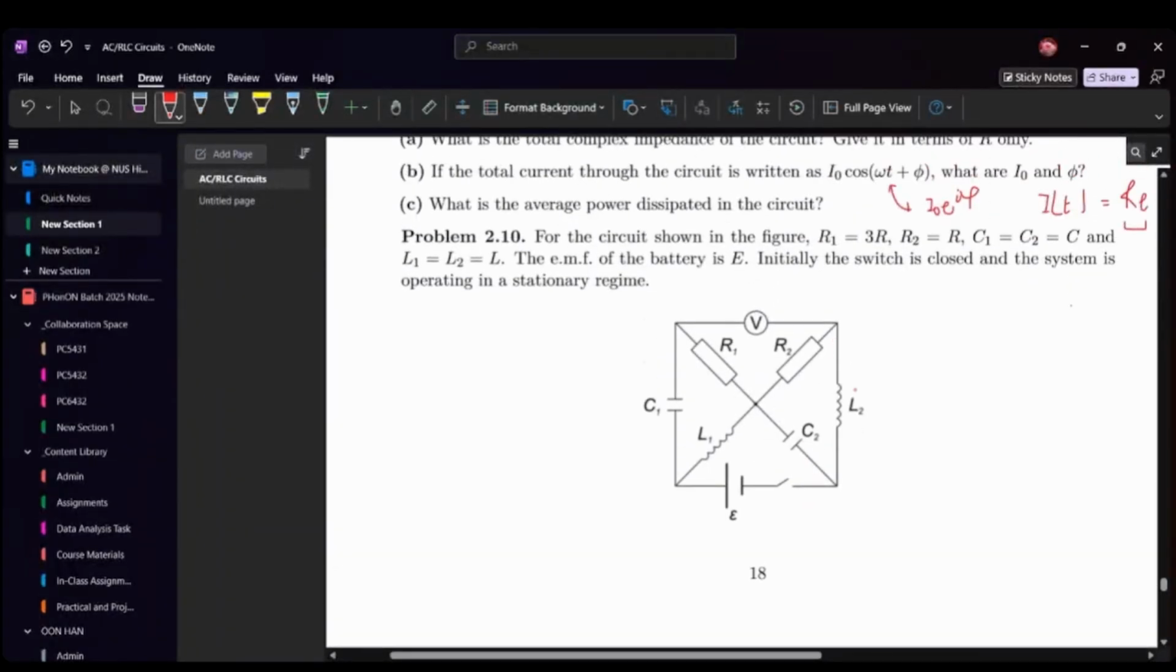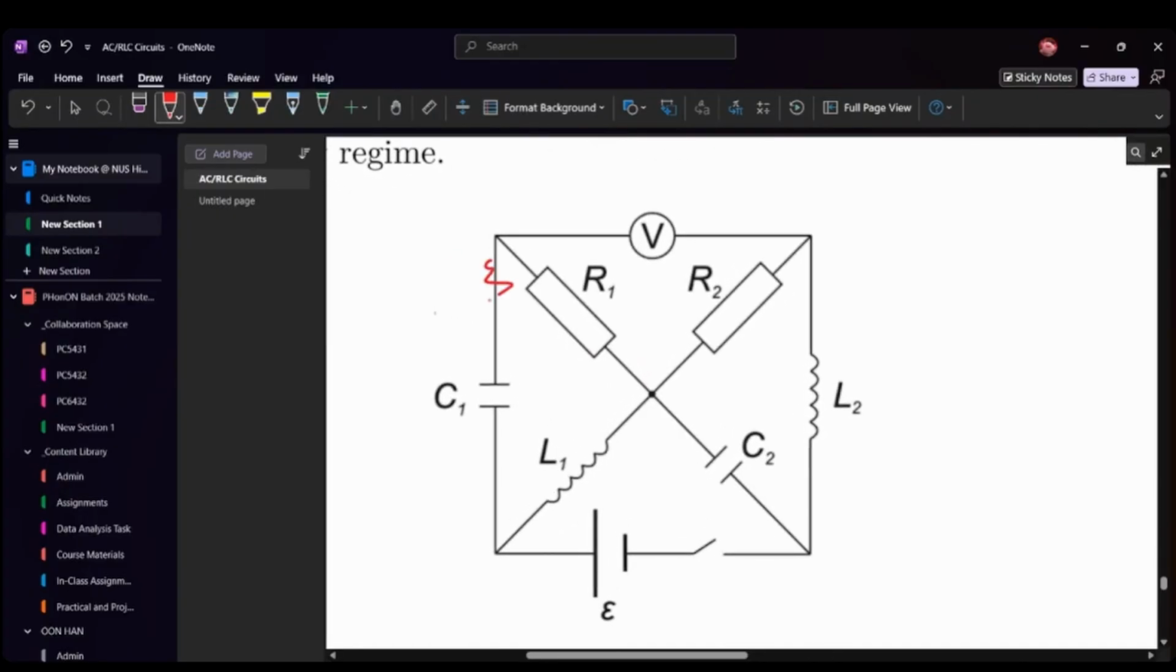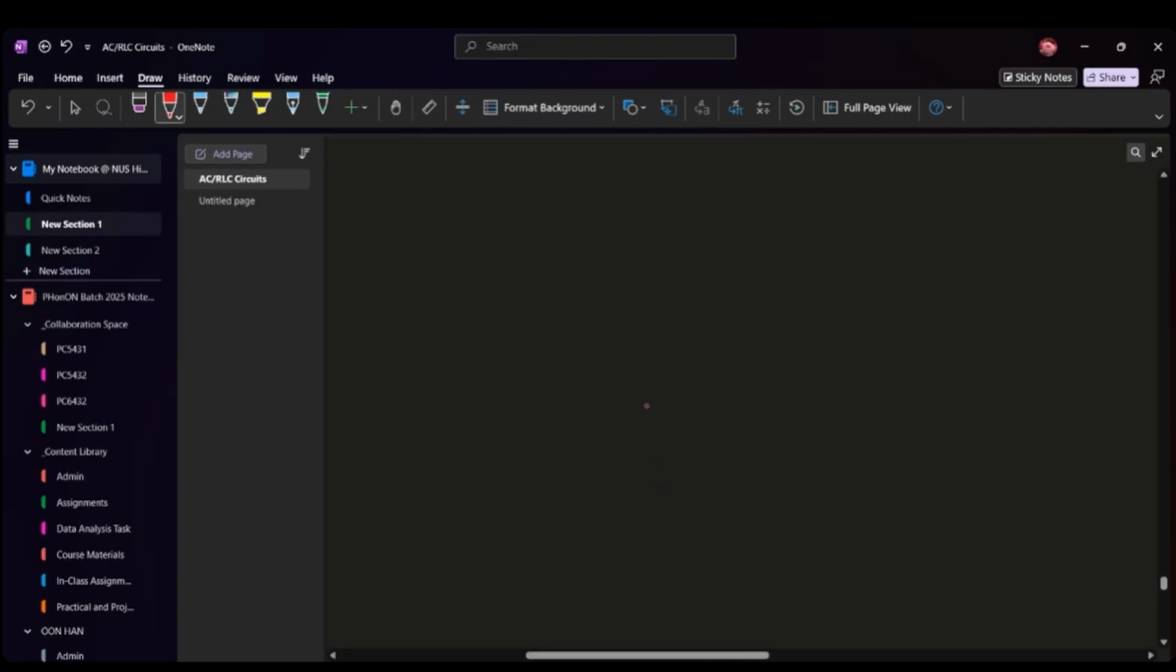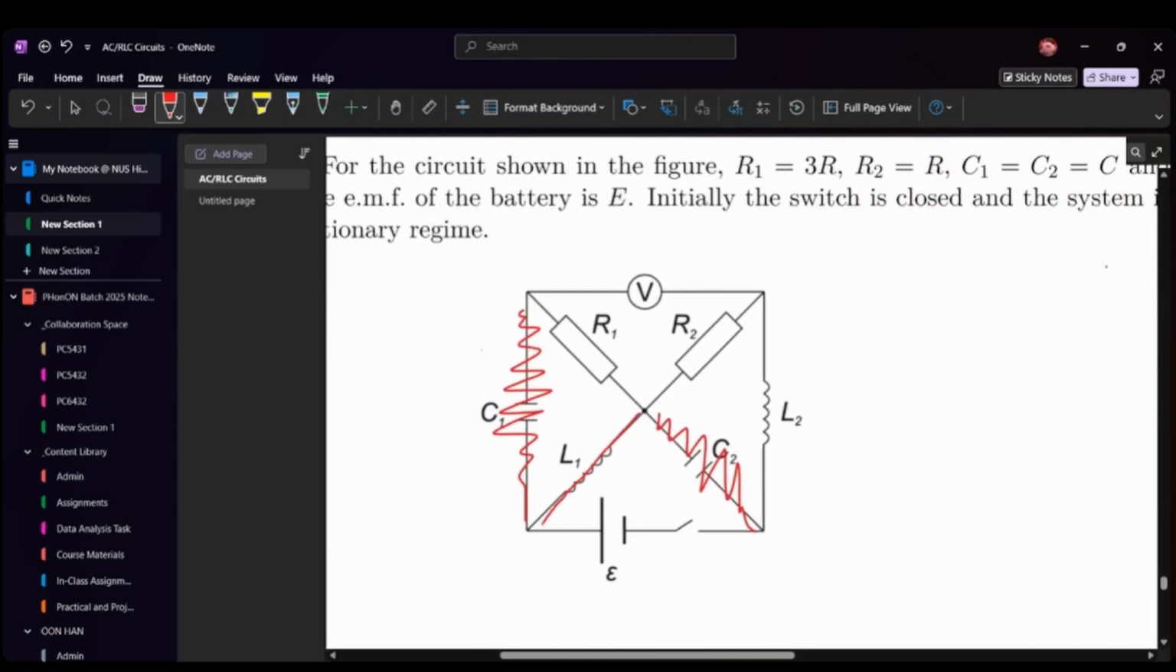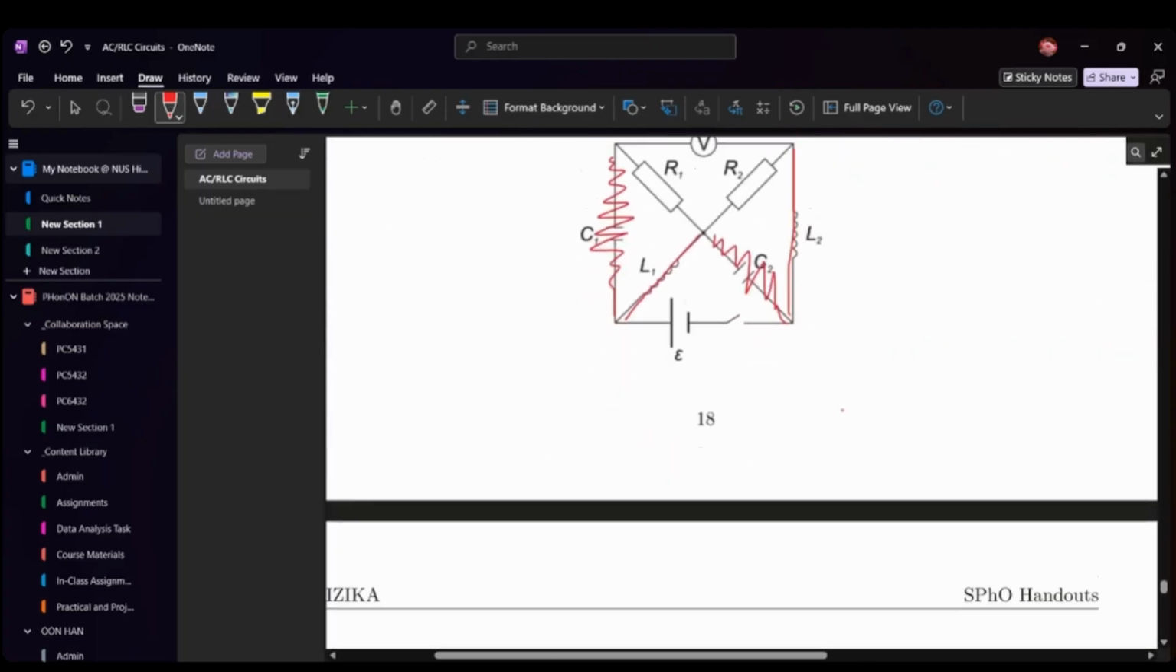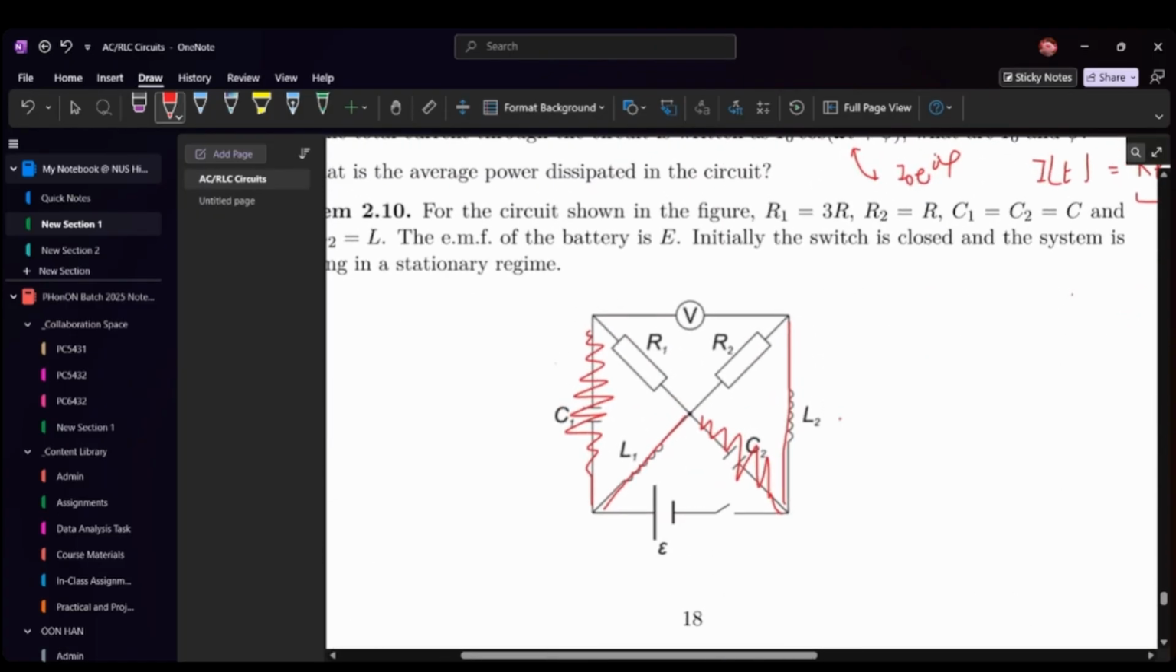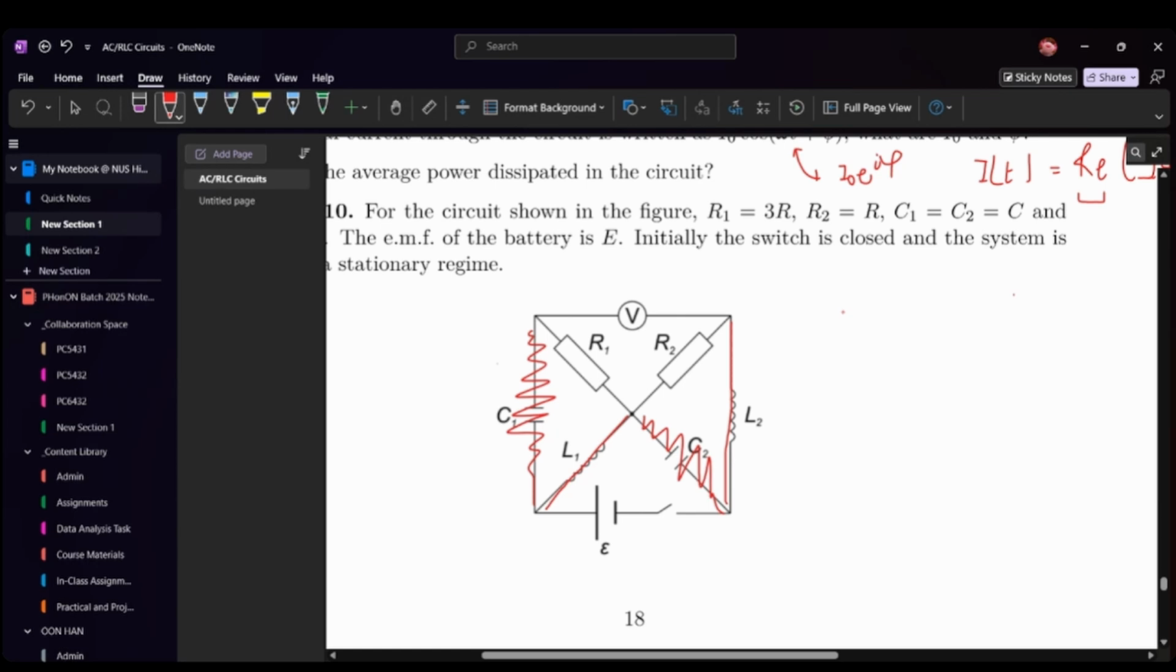So remember that in the stationary regime, right, this is gone, because they are basically open. This is closed, because they're basically closed, right? So all we want to do is find the reading of the voltmeter, right? So our circuit essentially condenses to something like, what does it look like?